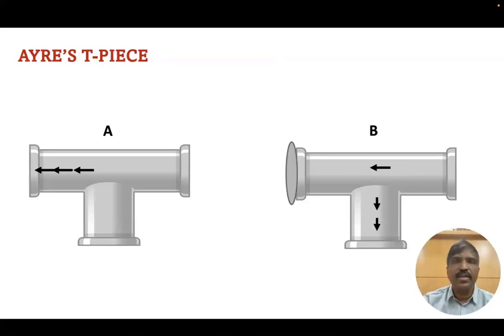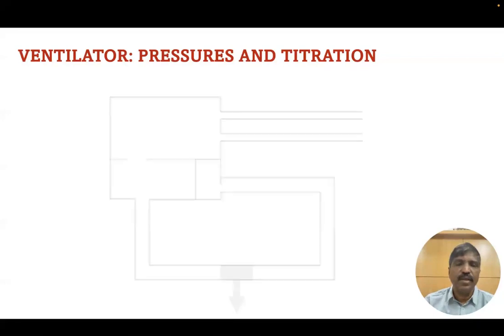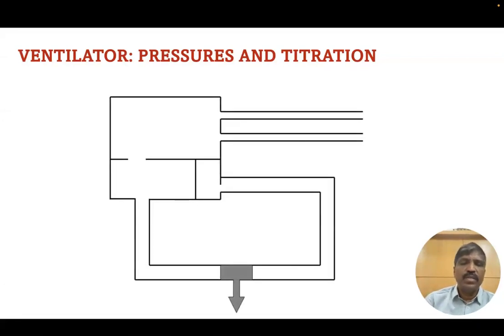In a ventilator, you have gas flowing in a circuit, and you have a patient's lung attached to the circuit. If you occlude the flow of gas in the circuit, part of that gas will go to the patient. Again, we'll look at the details of this in a subsequent slide. So this is how a ventilator is designed.